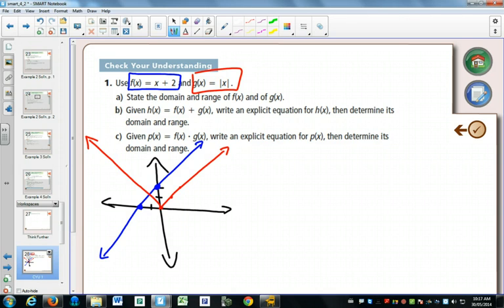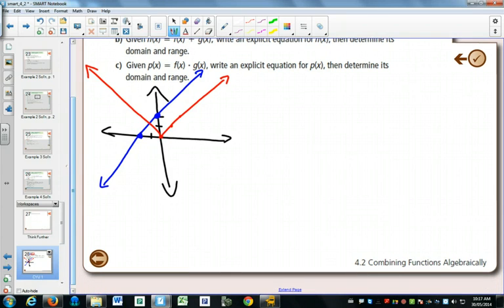I do have a color pen. Oh, those ones are done. You can check in here. Here's a red. Okay.